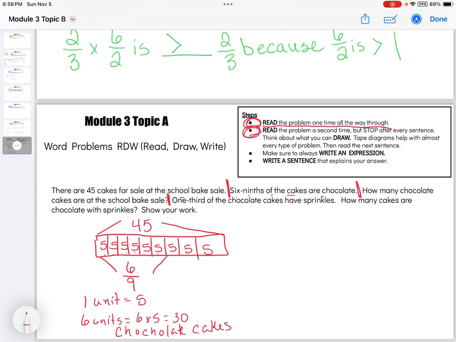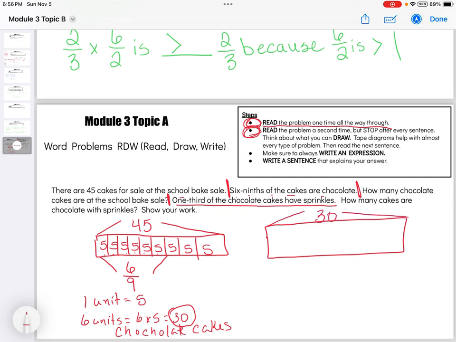All right, let's keep going. So it says 1/3 of the chocolate cakes have sprinkles. Well, there's only 30 chocolate cakes. So I'm going to make a second tape diagram. Go ahead and put 30 at the top. And my fraction here is 1/3. So let's cut it into 3 pieces. Group one of them, 1/3. Those are the ones with sprinkles.